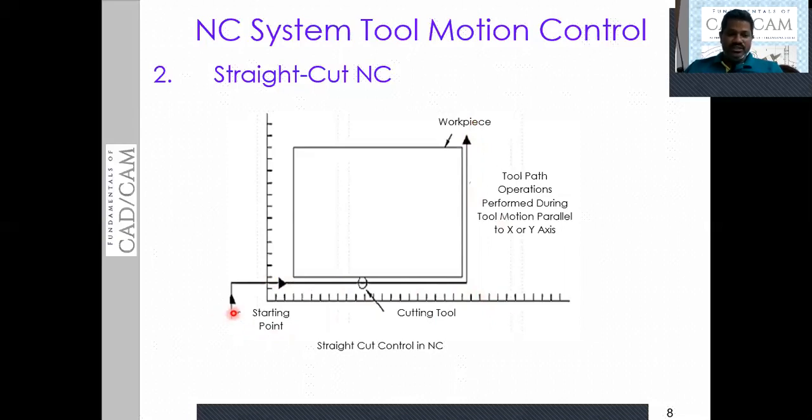This tool initially moves in the vertical plane, then it follows the horizontal line, then it follows the vertical line. That means initially the tool is moving along the y-axis, then along the x-axis, then along the vertical axis or y-axis to machine the rectangular block sides. As I said just now, the tool path operations performed during the tool motion are parallel to the X or Y axis. Always in the case of straight cut NC, the tool is going to move along the two major axes of the system, maybe along the X axis or the Y axis.